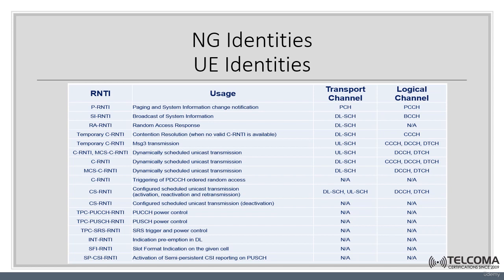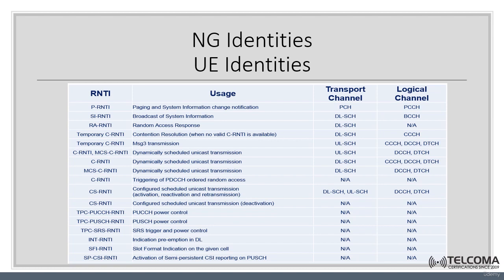RNTI stands for Radio Network Temporary Identifier, and the RNTIs are used to differentiate or to identify a connected user equipment in the cell. It can be used to identify a specific radio channel or a group of user equipment in case of paging. It can be used also to identify a group of user equipments for which power control is issued by the gNB of the 5G. The RNTI is a 16-bit identifier, and its value depends on the type of RNTI.